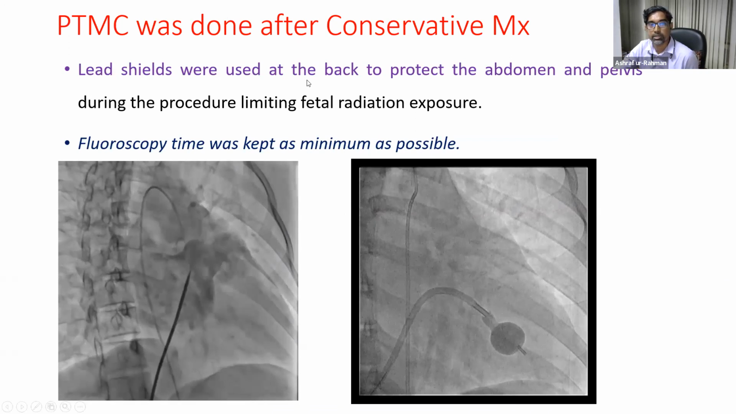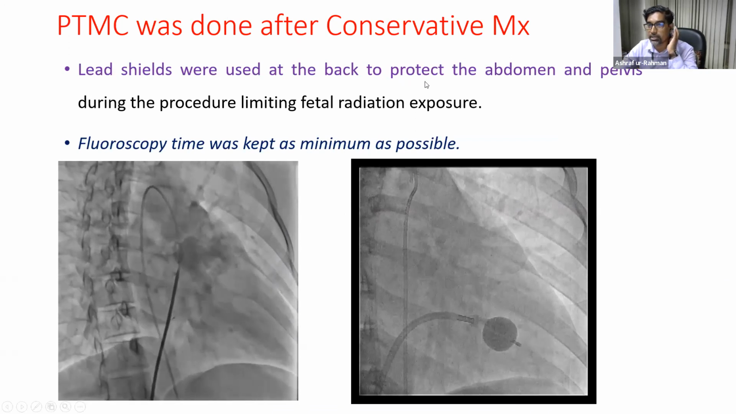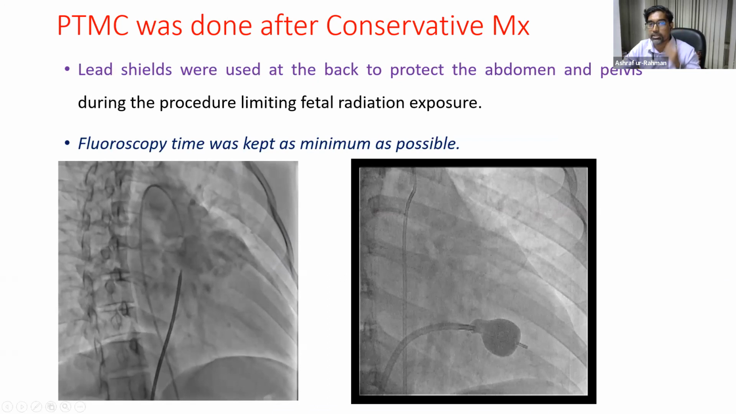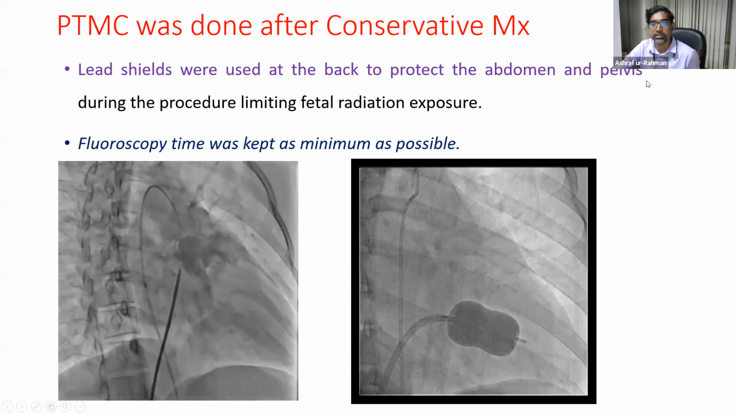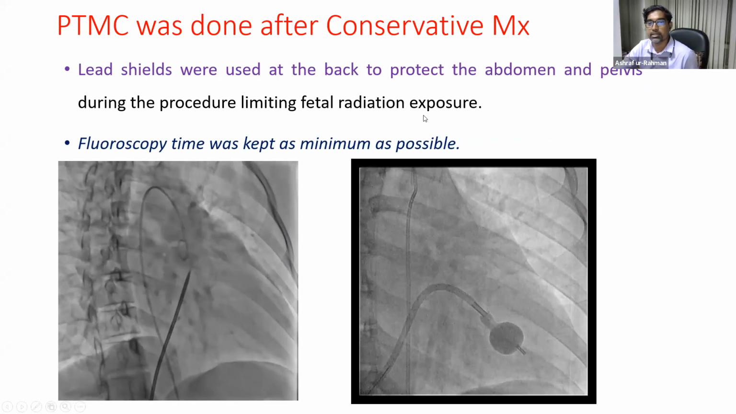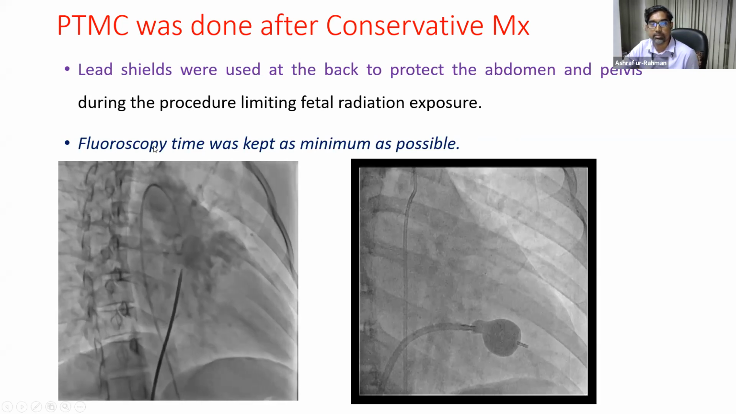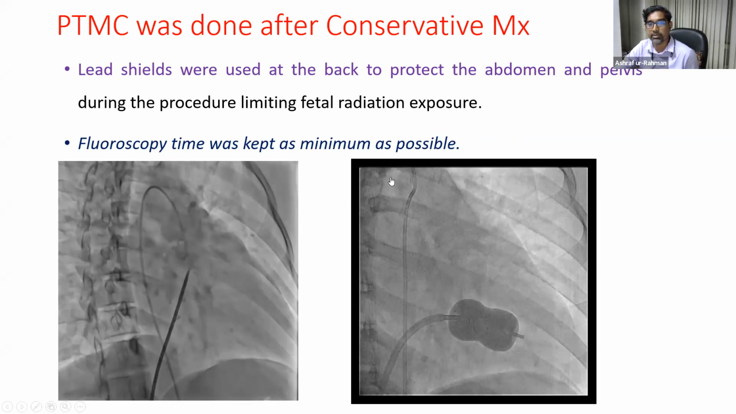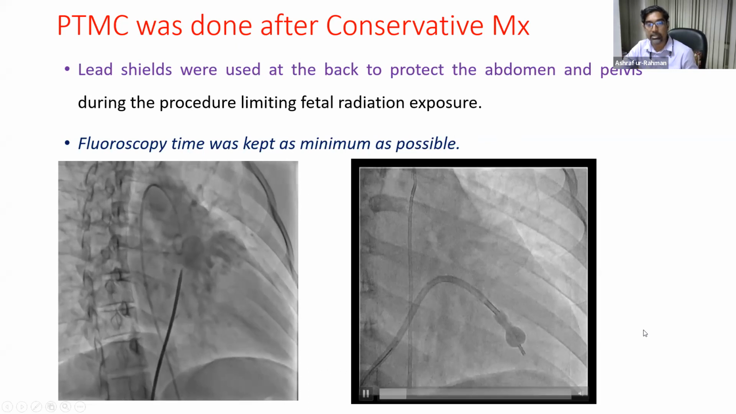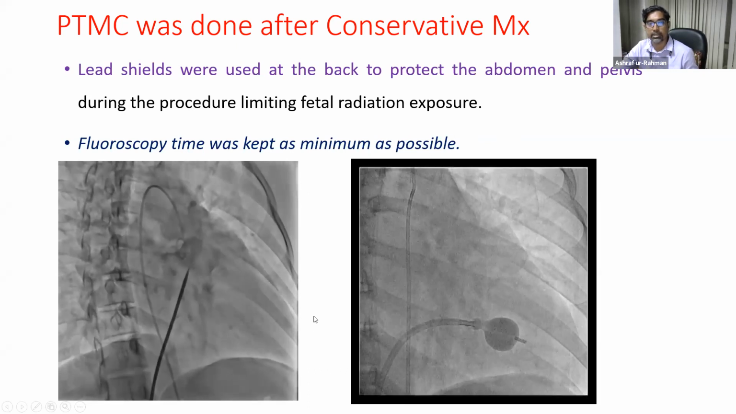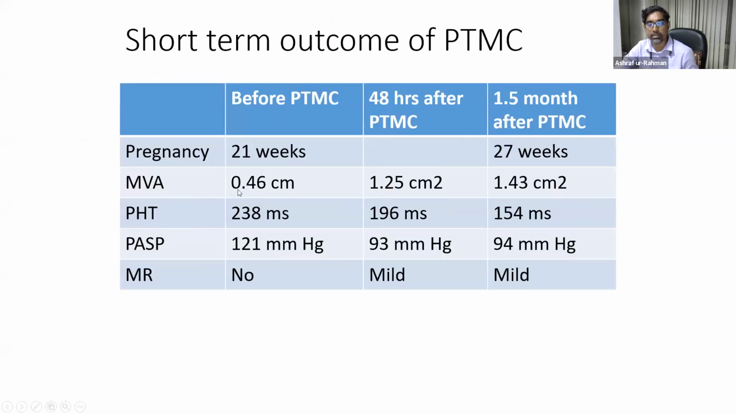And lead shields were used at the back of the lady at the OT table to protect the abdomen and pelvis during the procedure, limiting the fetal radiation exposure. And we tried to keep the fluoroscopy time as minimum as possible. And PTMC was successful. Immediately after PTMC, valve area rose from 0.46 to 1.25, and after 1.5 months, 1.43.